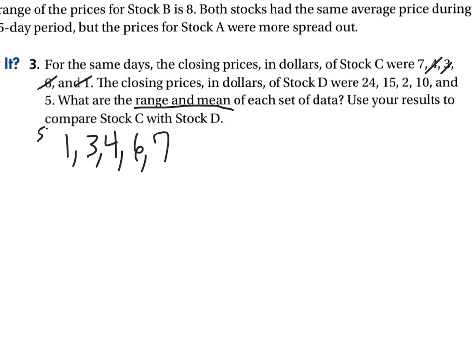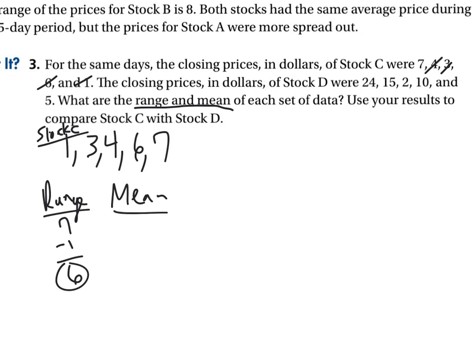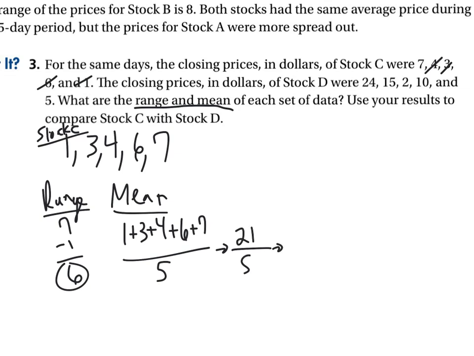So this is for stock C. Stock C, we're going to find the range and the mean. So the range would be 7 minus 1, which is 6. And the mean, we're just going to add these numbers together. And there's 5 numbers, so we'll divide by 5. So 21 divided by 5 would be 4 1/5, or 4.2.